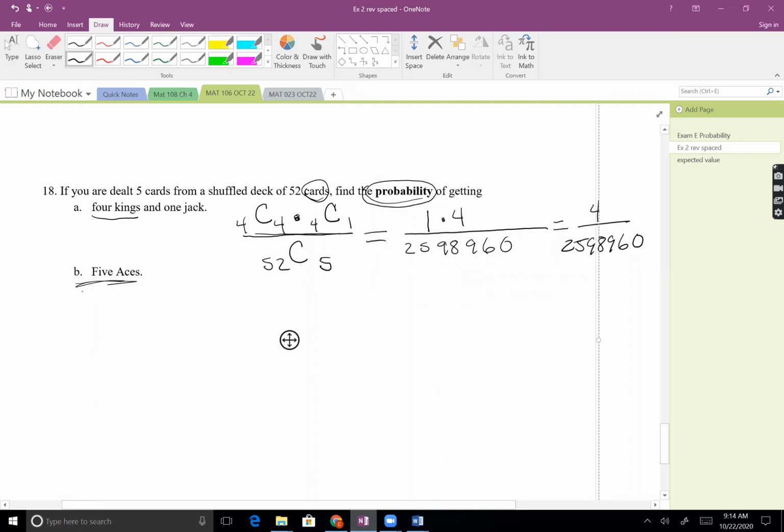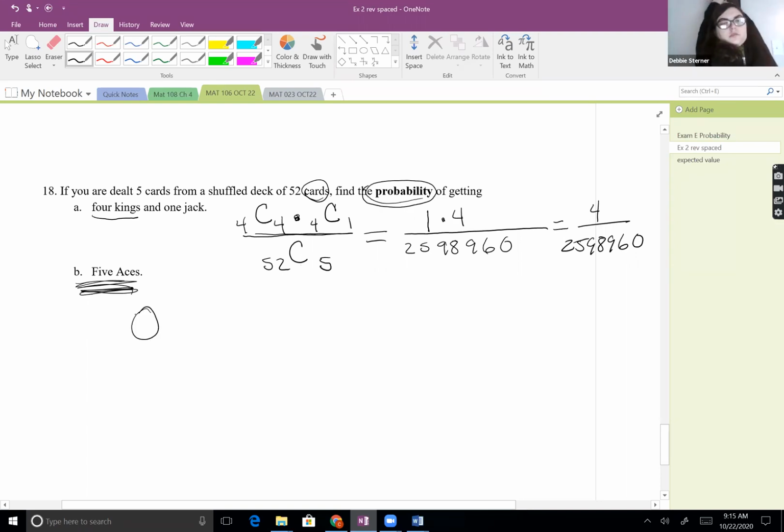The last one I consider a gimme. An easy chip shot. Like, what's the probability of getting 5 aces? How many aces are in a deck? 4. And you get 5 aces. So that probability is 0.